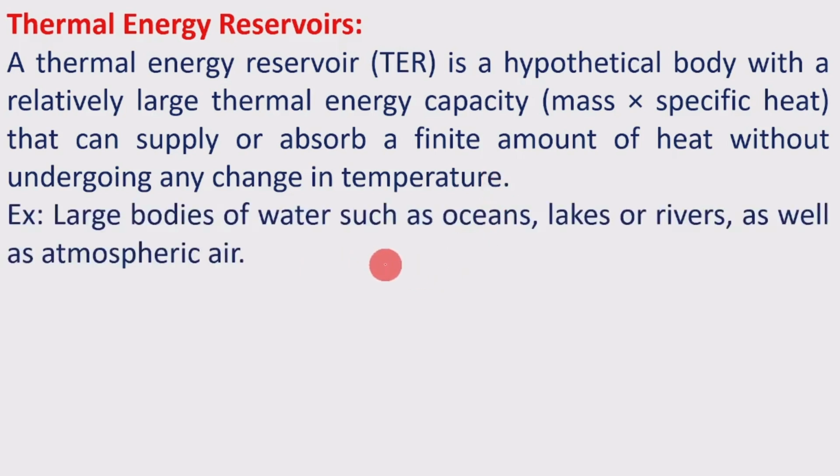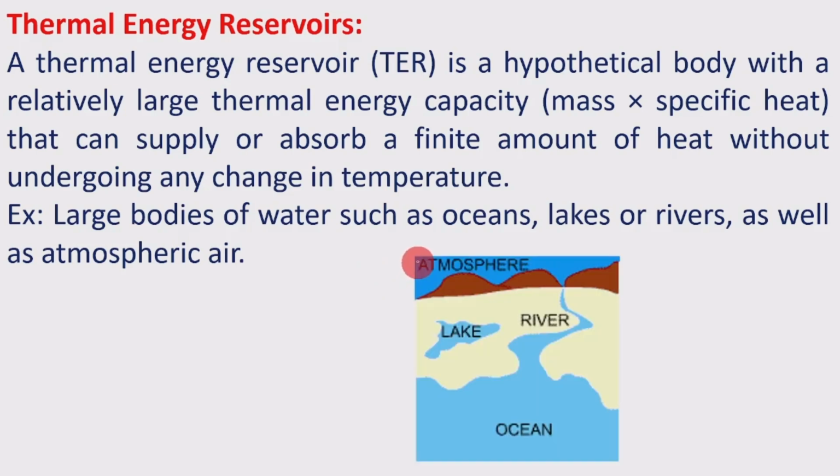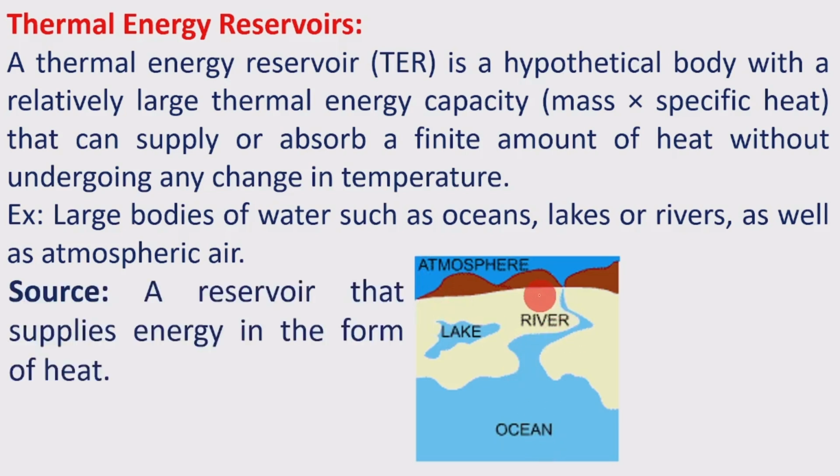Example: large bodies of water such as oceans, lakes, or rivers, as well as atmospheric air. For these, if you supply or absorb any finite amount of heat, then these systems, oceans, lakes, rivers, as well as atmospheric air, do not undergo any change in the temperature. Those are called thermal energy reservoirs. Here we can see ocean, lake, river, atmosphere.